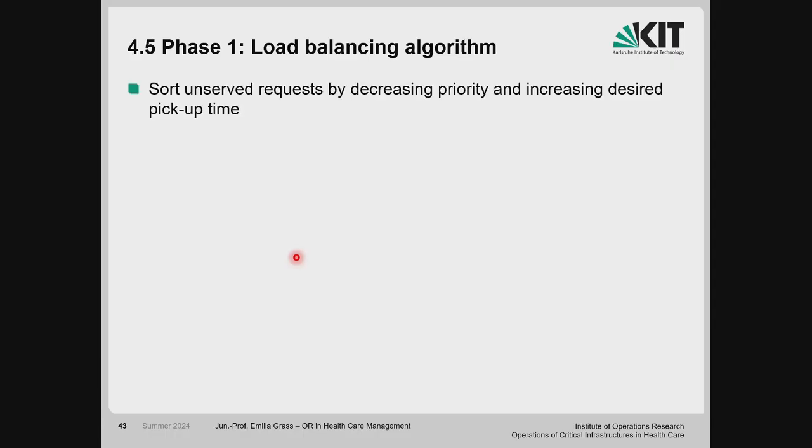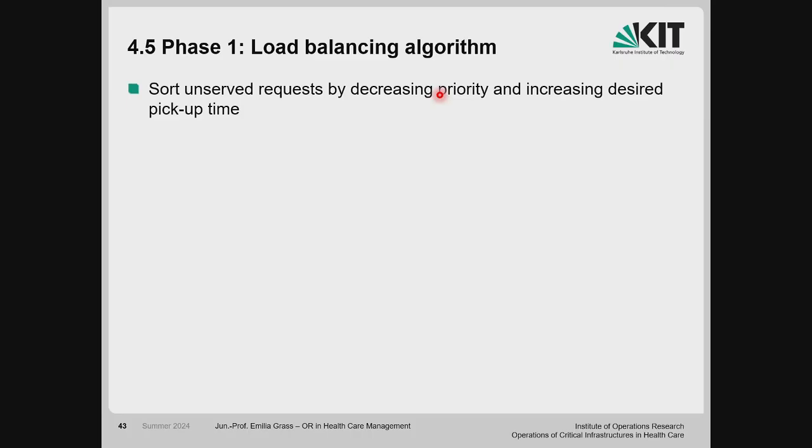So the algorithm is as follows. First of all, sort all unserved requests by decreasing priority and increasing desired pickup time. So of course we prioritize the urgent patients and those with the earliest pickup time. Okay, so a patient has a high priority and requests a pickup at 10 a.m. This will be, of course, served before a low priority patient that requests at 2 p.m., something like this.